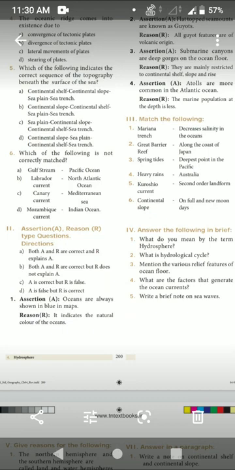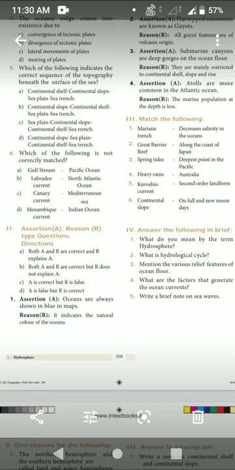Next, second question. What is hydrological cycle? This is also one of the very important question. What is hydrological cycle? Here 3 points. First one, the earth's water is not static. Okay. Second one, it is always in motion. Third point is this continuous movement of water on, above and below the earth's surface is called the hydrological cycle.